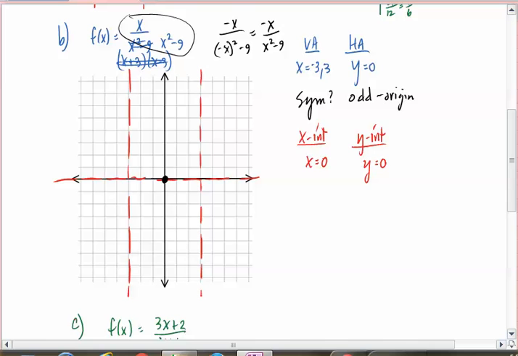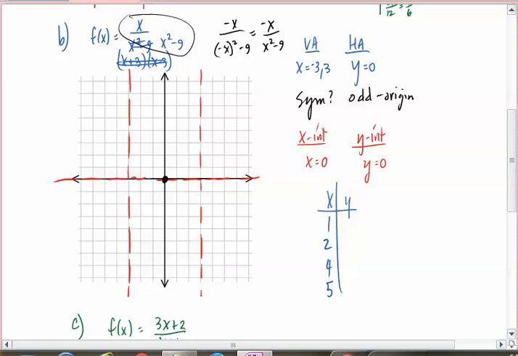So the last thing that we're going to do is make ourselves a little XY table. And let's take a look. This is origin symmetry, right? So if I just know what's going on here, then I'll know what's going on down here. You don't even have to use the symmetry information, but I'm going to go ahead and find out what happens at 1 and 2. Then I'm going to skip over to 4 and 5, and then I'm going to be ready to graph the rest. So let's take a look.